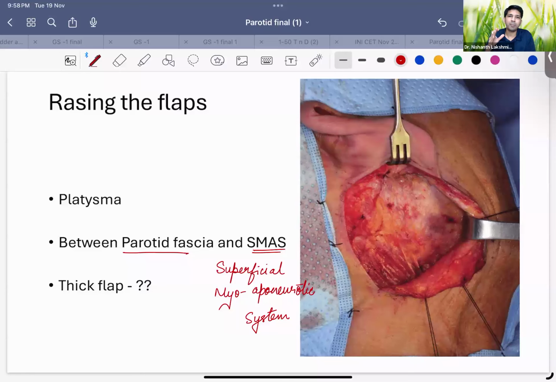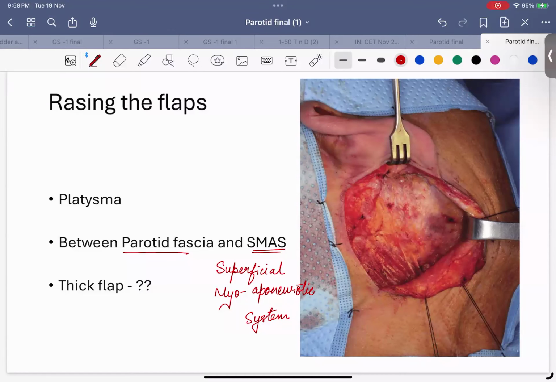We know that in the face we don't have subcutaneous fat. So you're going to have your epidermis, dermis, and no subcutaneous fat in the face. The muscles of facial expression are enveloped within a fascia, and that is called the SMAS. So the idea is to be beneath that and just above the parotid fascia so that you have a thick flap. Can someone tell me why we need a thick flap?